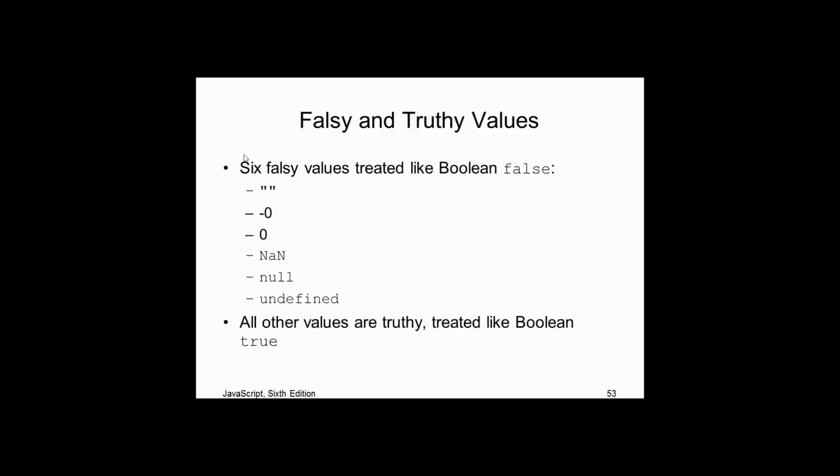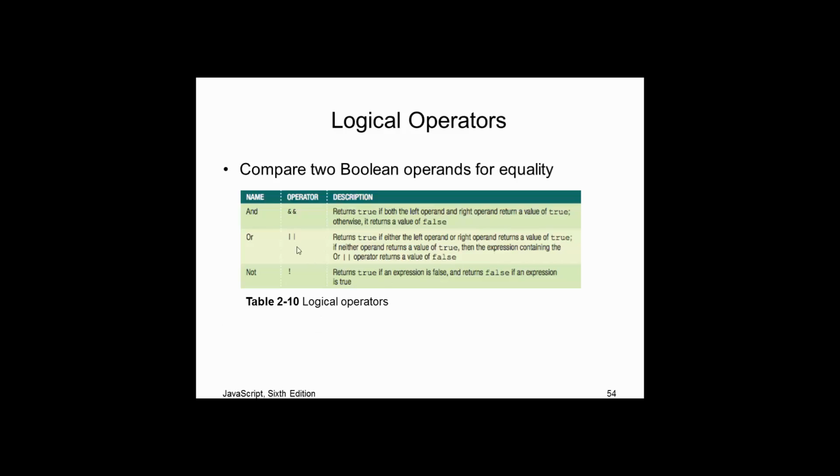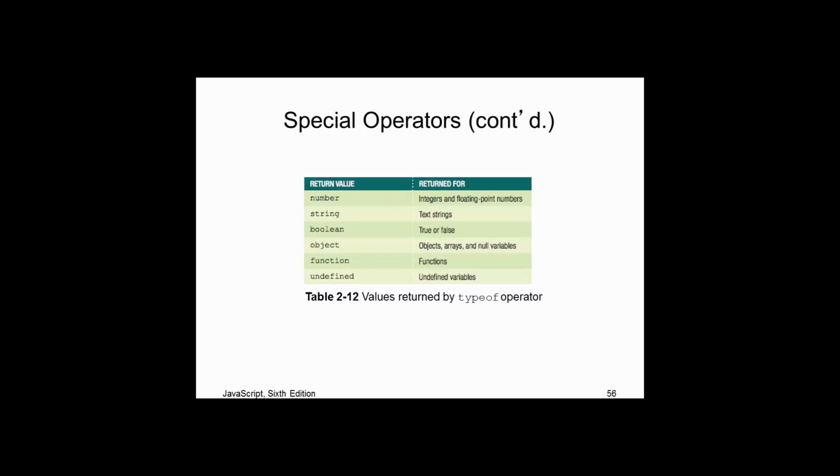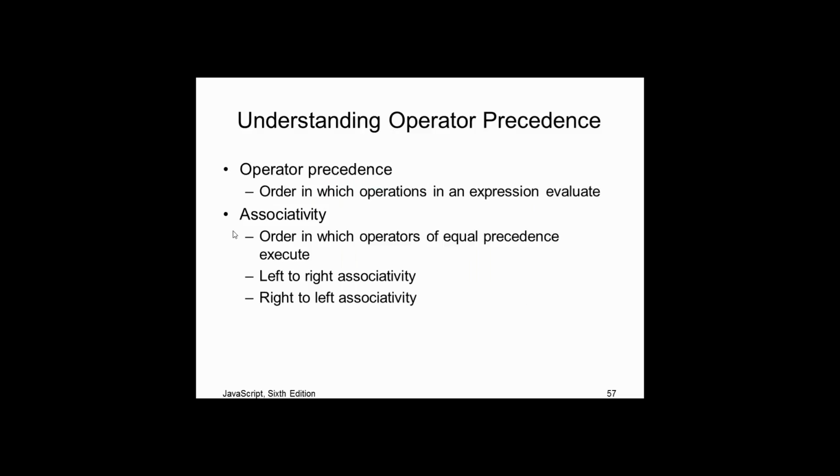These are some different values that can be considered false. They call them falsy, but essentially they evaluate to false. Like empty quotes, 0, a negative number, negative 0, not a number, all those could be considered false. We will use these logical operators in the next chapter. Again, these special operators, we'll use throughout the book. No need to jump into this portion of the book right now.